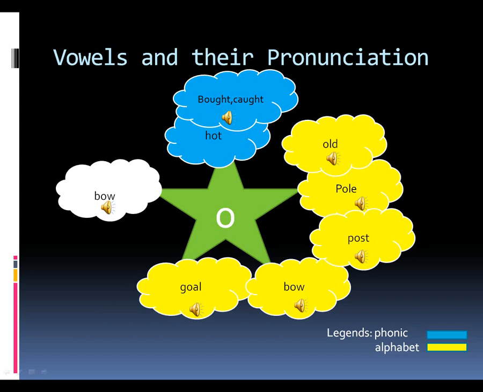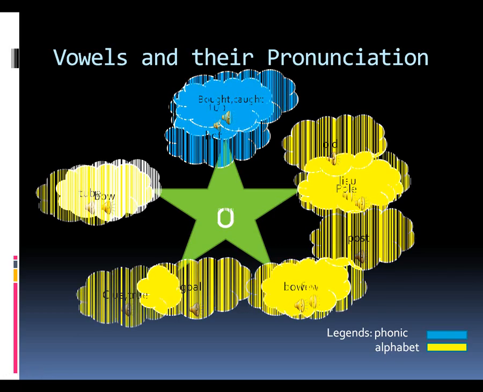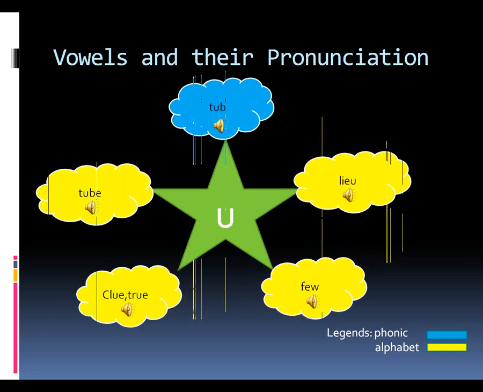These two words seem to be similar, but the sound is different. This is the alphabetic sound, and we will produce this sound as bow. And this one: bow, cow, now. So next one is the sound of the vowel U.